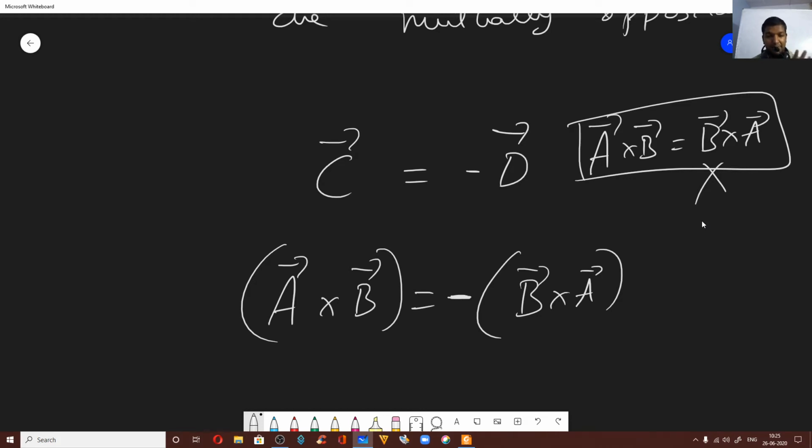Remember, vector product will always give you a vector. The final result of vector product is always a vector. So you should treat A cross B as a vector, then this B cross A also you should treat it as a vector. Now we know that the magnitude of A cross B and magnitude of B cross A are same, but the directions are opposite. So to denote the direction, we are writing this negative sign here.